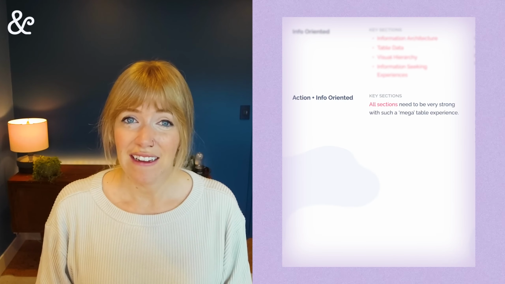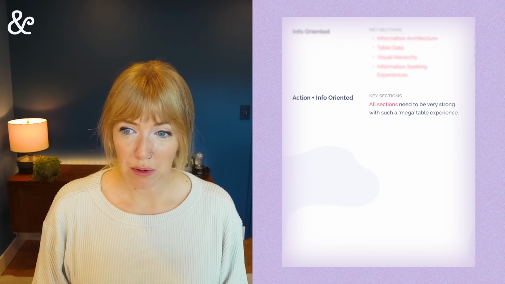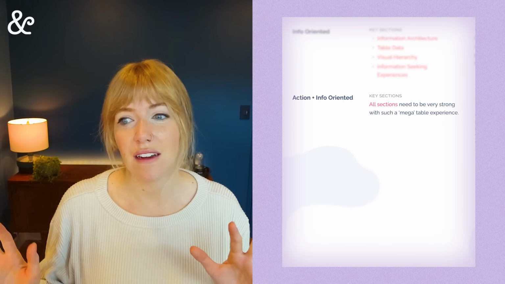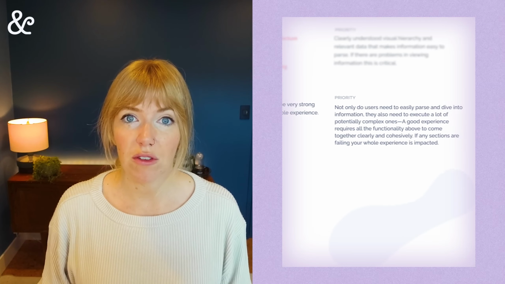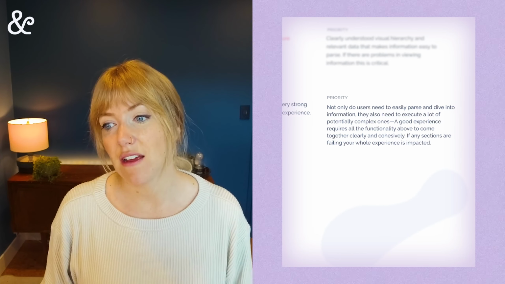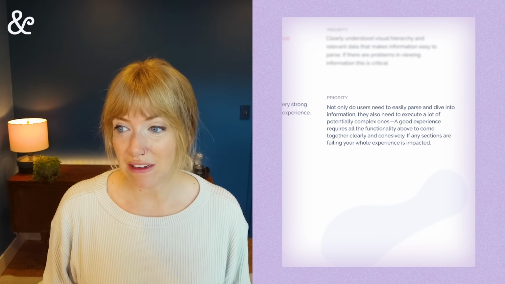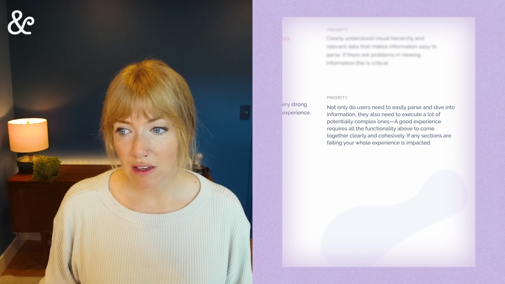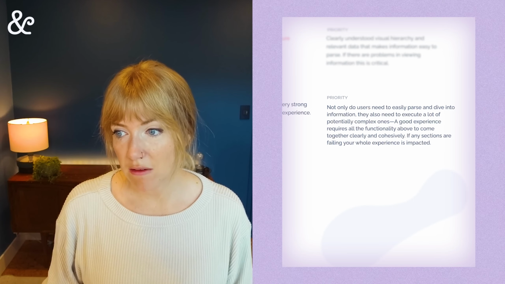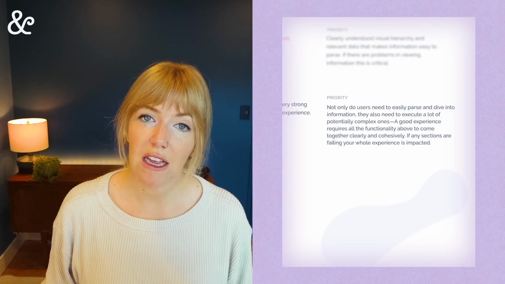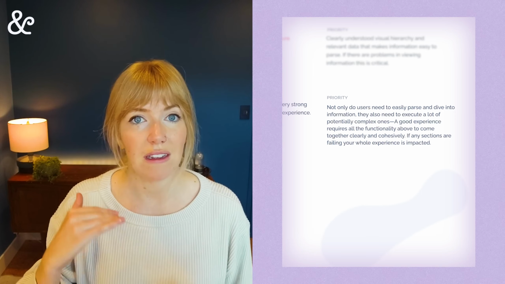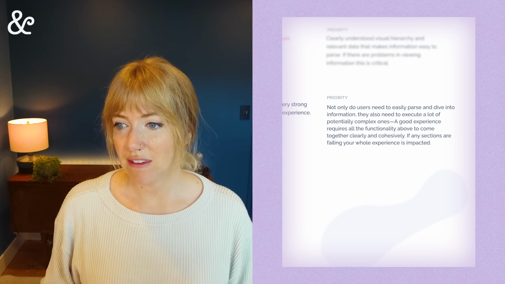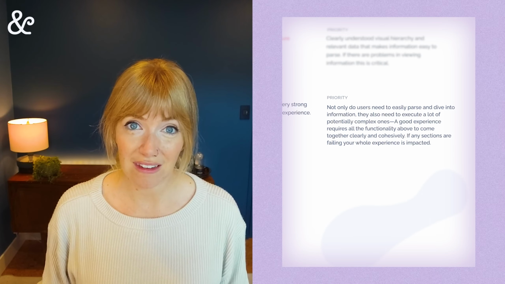And then finally, with our super user tables, all sections need to be strong. With such a mega data table experience, not only do users need to easily parse and dive into information, they also need to execute a lot of potentially complex flows. So a good experience requires all the functionality above to come together clearly and cohesively, with all of those key interaction triggers and stuff like that. If any of the sections is failing, the whole experience is impacted.